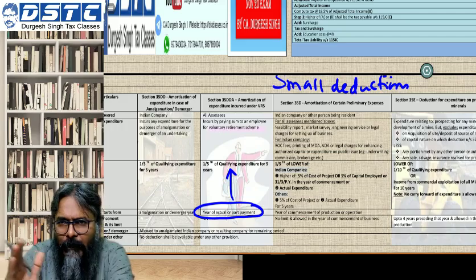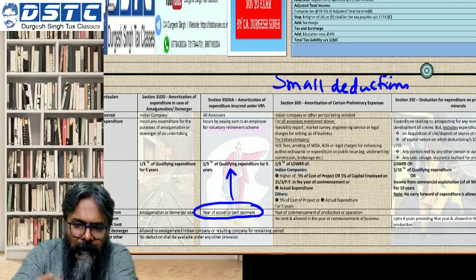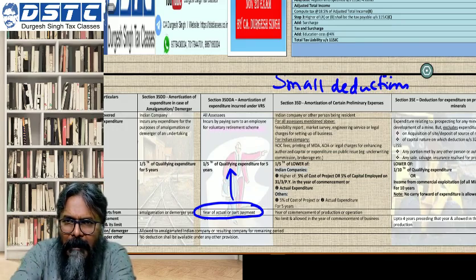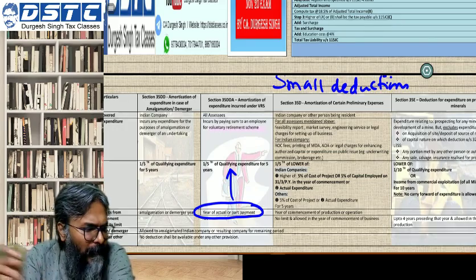So 5 years again, you have to take a spread, and the deduction will commence from the year in which you have made the payment of the same, and the deduction will be for a period of 5 years.